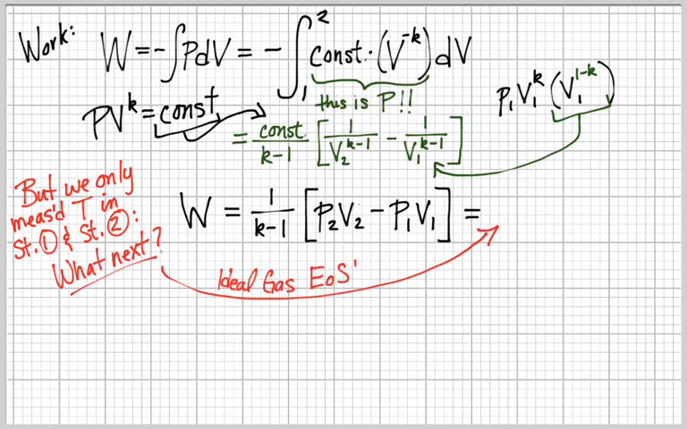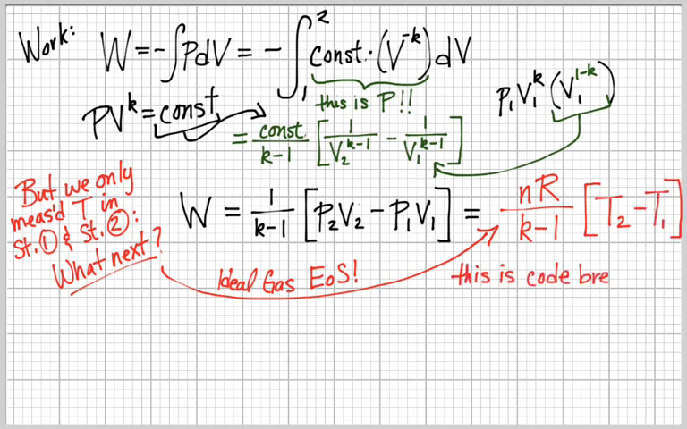Well, I use the ideal gas equation of state, and I relate temperature to pressure. I'm doing the very basic code breaking that we talk about in thermodynamics. I am converting PV terms into temperature terms, and you're seeing it right there. And that's going to be the useful form that we will use in answering our thermodynamic questions.